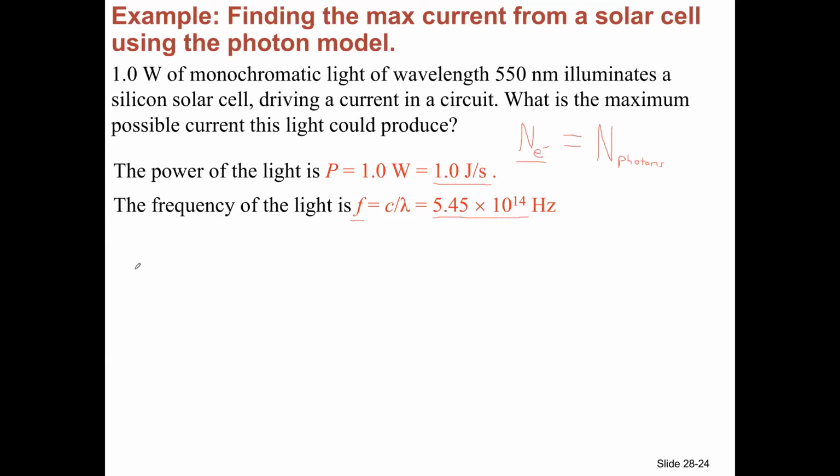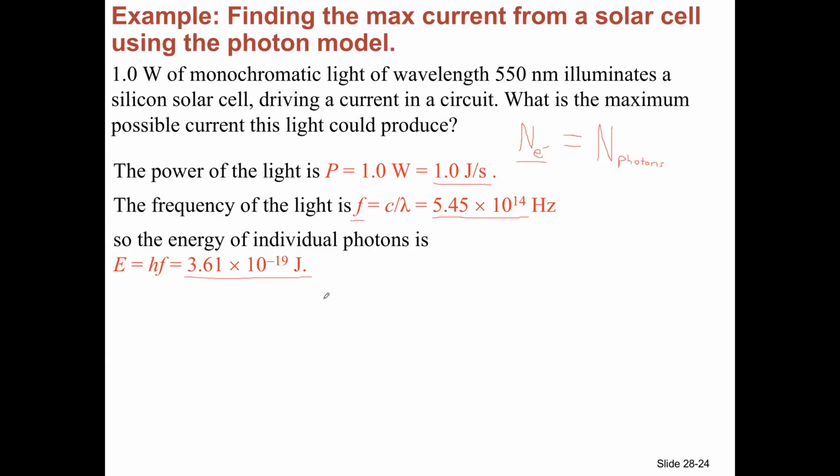Once we have that frequency, we can use our energy of a photon equation from Monday, Planck's equation, to get the energy in joules in one photon. So for one photon, this is how much energy it has, 3.6 × 10⁻¹⁹ joules, for this frequency.